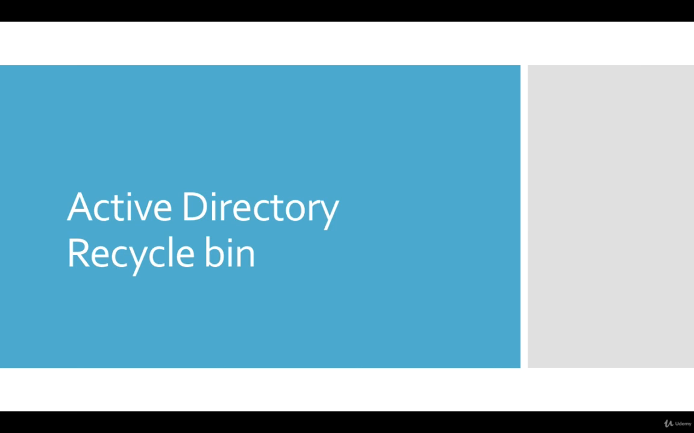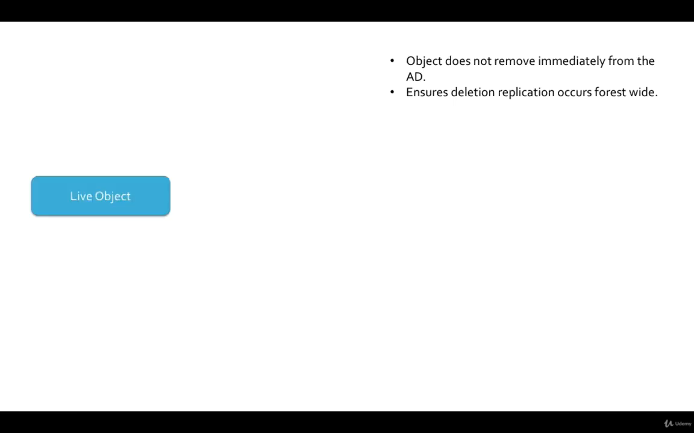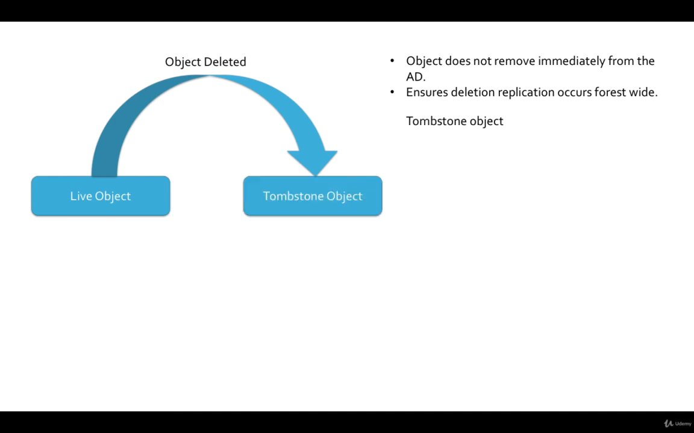and restore deleted objects. Before I move further, let's look into how an object is deleted from a domain controller permanently and how an Active Directory Recycle Bin would restore an object to Active Directory Users and Computers. When an object is deleted from Active Directory, the object isn't removed immediately from the Active Directory database, in order to ensure that replication of the deletion occurs across the forest. The deleted object is in a state known as a tombstone object.